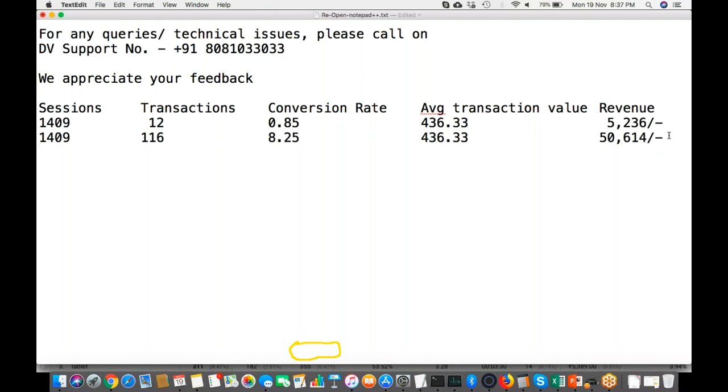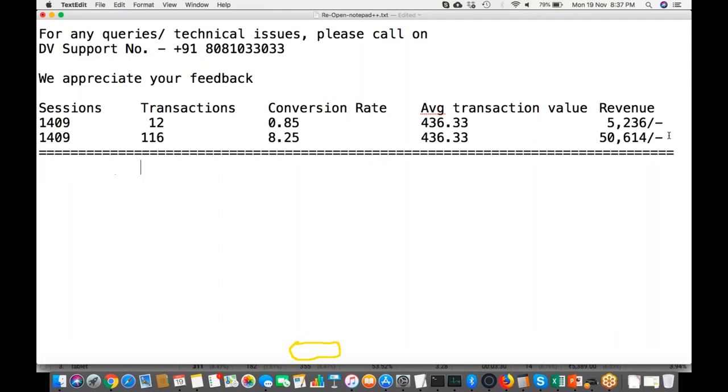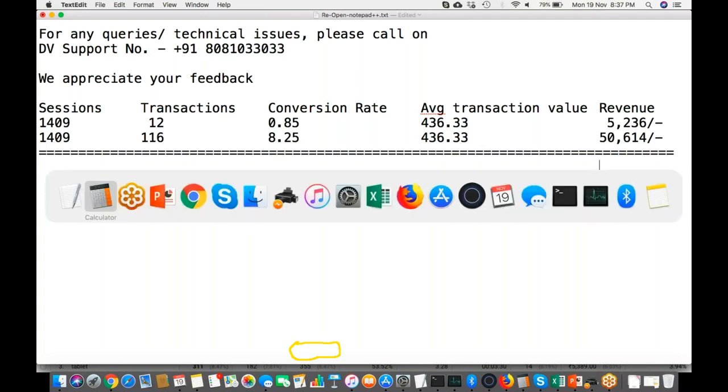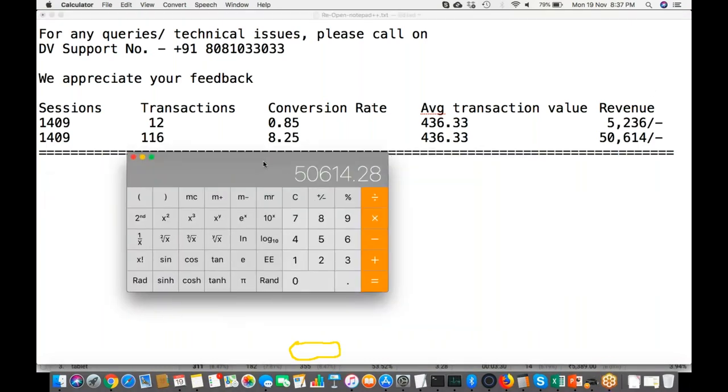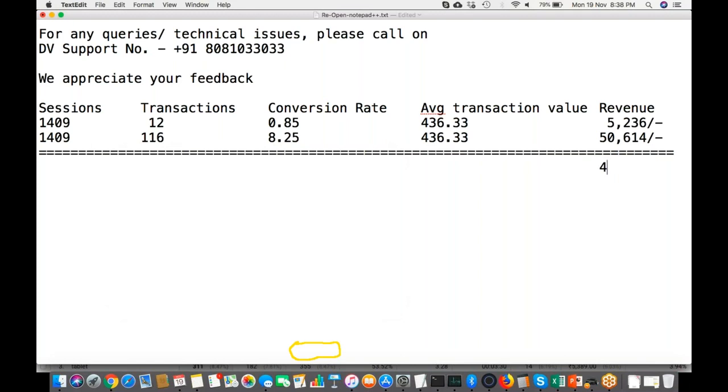So what is your loss? Can you calculate the loss now? I'll calculate this for you. Why am I spending so much time over here? I want you to understand the pain. 50,614 minus 5,236. This is 45,378. This much is your loss. Is it clear, everybody?